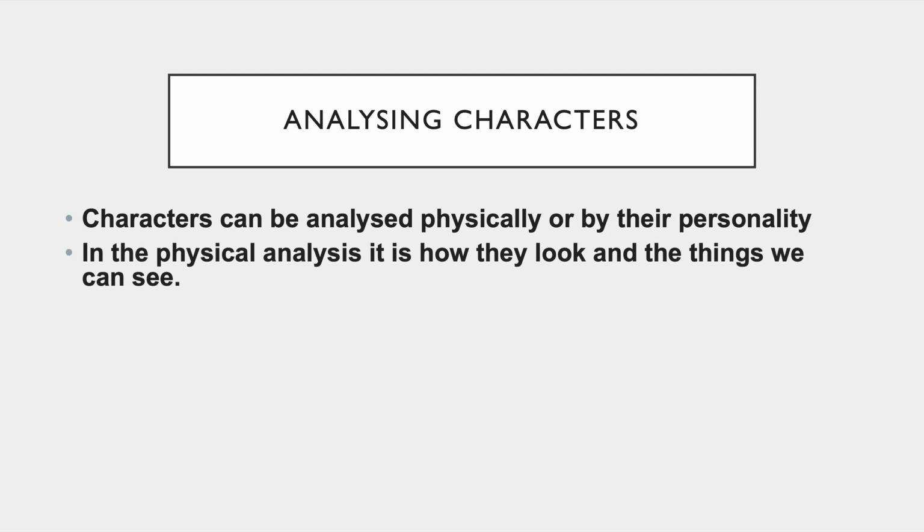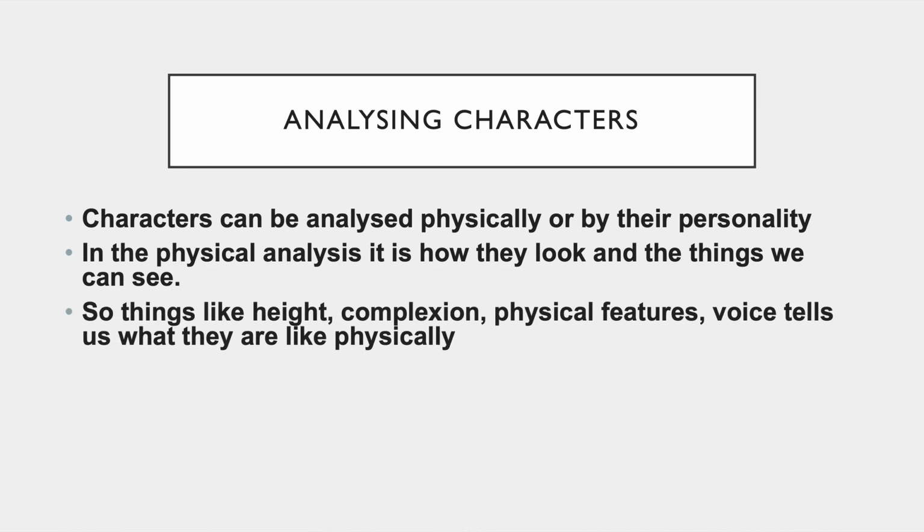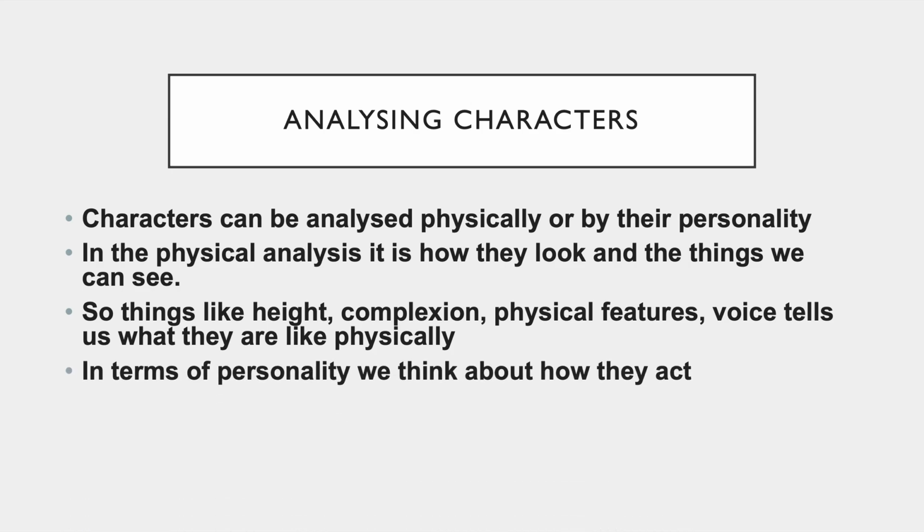In the physical analysis, we want to look at what we can see about the person. So without them saying anything, we can see how tall they are, how short they are. We can see their complexion. We can see their ethnicity. We can see what color hair they have. We can see what color eyes they have. We can hear their voice and we know if it's a male or a female. And all of this tells us what the character is like physically.